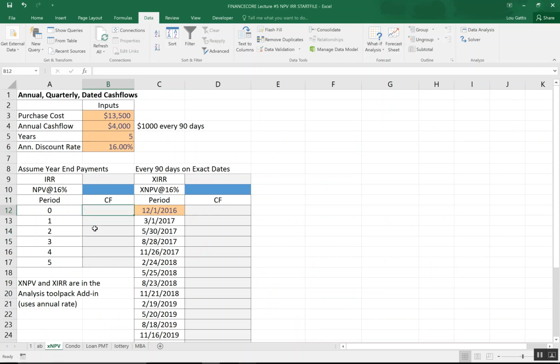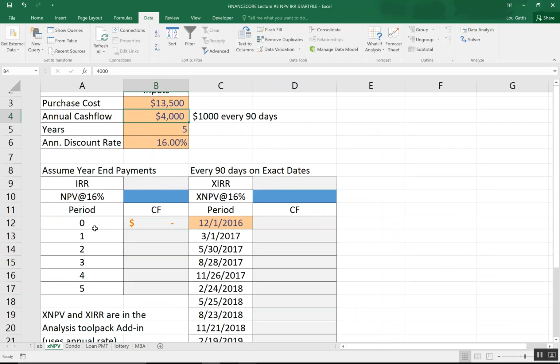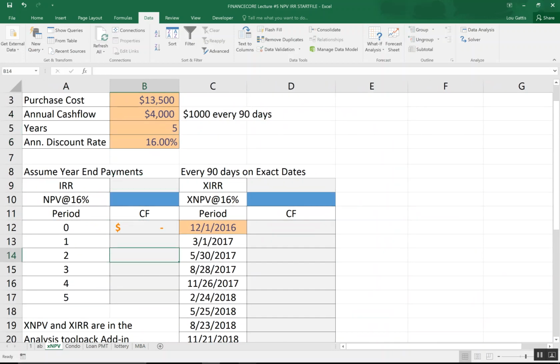So in this case, we could put in our cash flows. Our first cash flow is we're going to spend $13,500 today. And then it's going to pay $4,000 a year, or $1,000 every 90 days. Oh, looks like I missed the first cash flow there. I could just click on my 4,000 and copy that down. Those are my total cash flows. I can calculate my IRR.